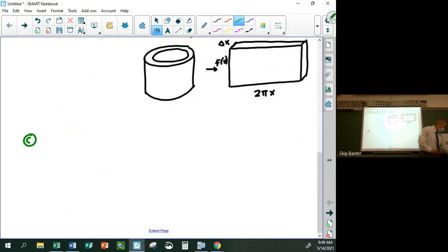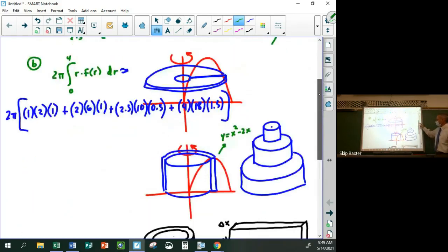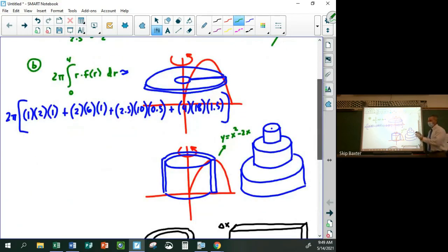Part C says, is the approximation found in part A an overestimate or an underestimate? So what do you think here? Yeah, I think it's an overestimate because, back to my model here, again, this is a little weird because this is a decreasing function.